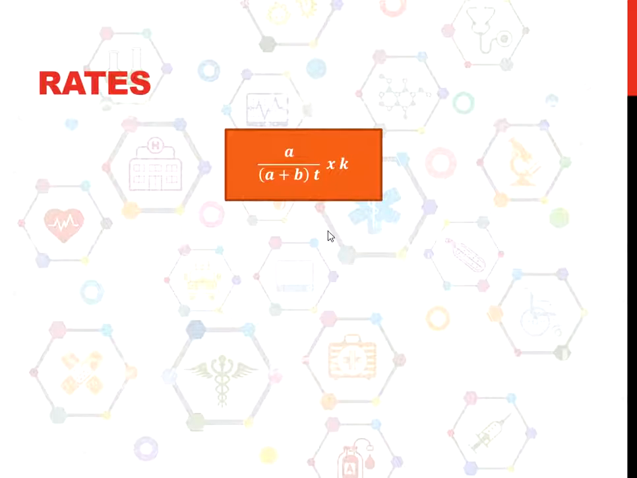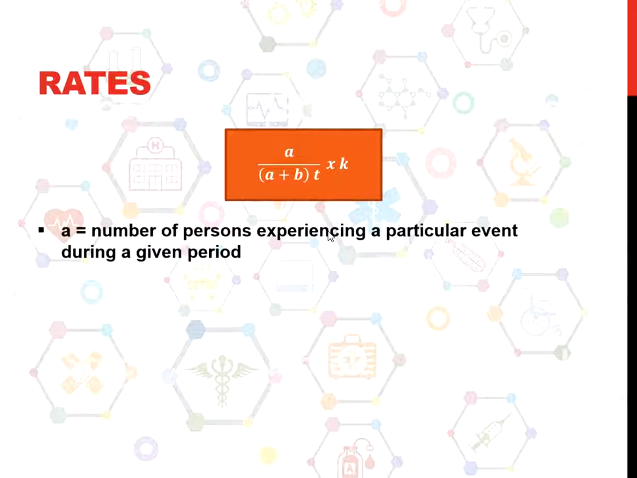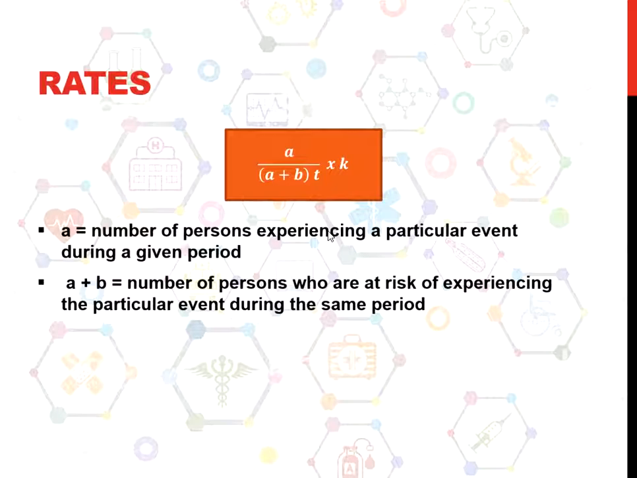Okay, so A over A plus B times K, the constant. Okay, so A is the number of persons experiencing a particular event during a given period. A plus B, number of individuals who are at risk of experiencing the same event during the same period. Time or T is the total time at risk, K is the multiplier.